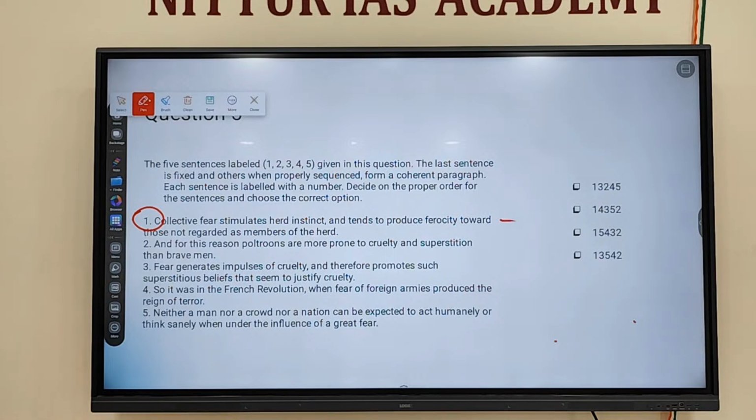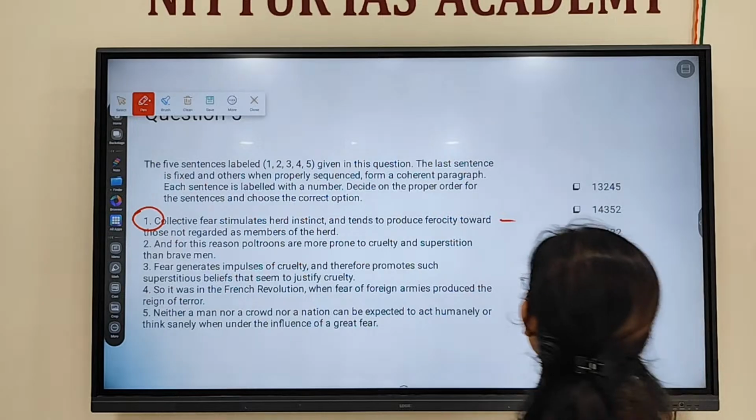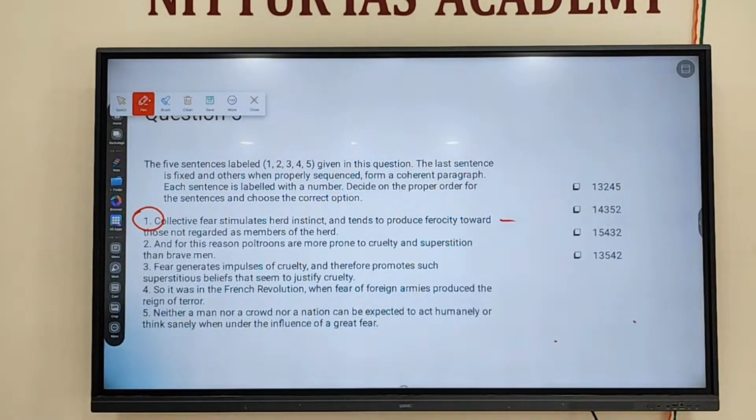Rohan. 1, 3, 5, 4, 2. 1, fear generates, neither a man, 4 and 2. Pooja? No, I forgot what it said. So, I think you said 1, 4, 3, 5, 2, if I am not mistaken. Just check it out. And meanwhile, let me also see the answer. Okay, this is collective fear, no? Said 1, 4, 3, 5, 2. Second option.